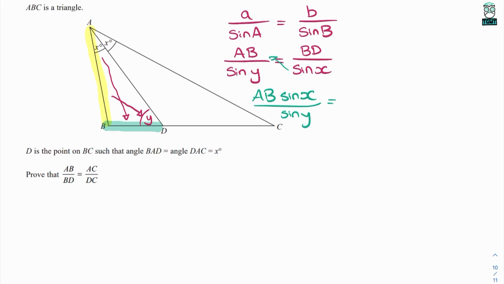is equal to BD. And then we'd want to divide both sides by AB. Remember that AB doesn't have to be written on the top of the fraction anymore, it could be just here at the start. And if we divide both sides by AB, I'll leave it up there for the moment, then we would get sine x over sine y is equal to BD divided by the AB.